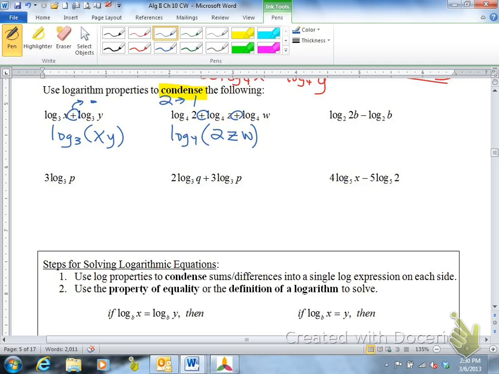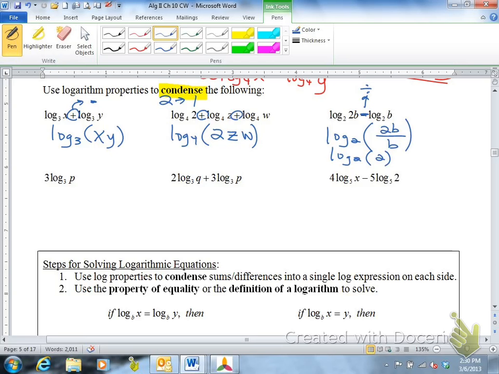The next one, notice that we have a minus. Minus is going to become division. So we'll have log base 2 of 2b divided by b. And that we can actually simplify. B divided by b is 1, so log base 2 of 2.